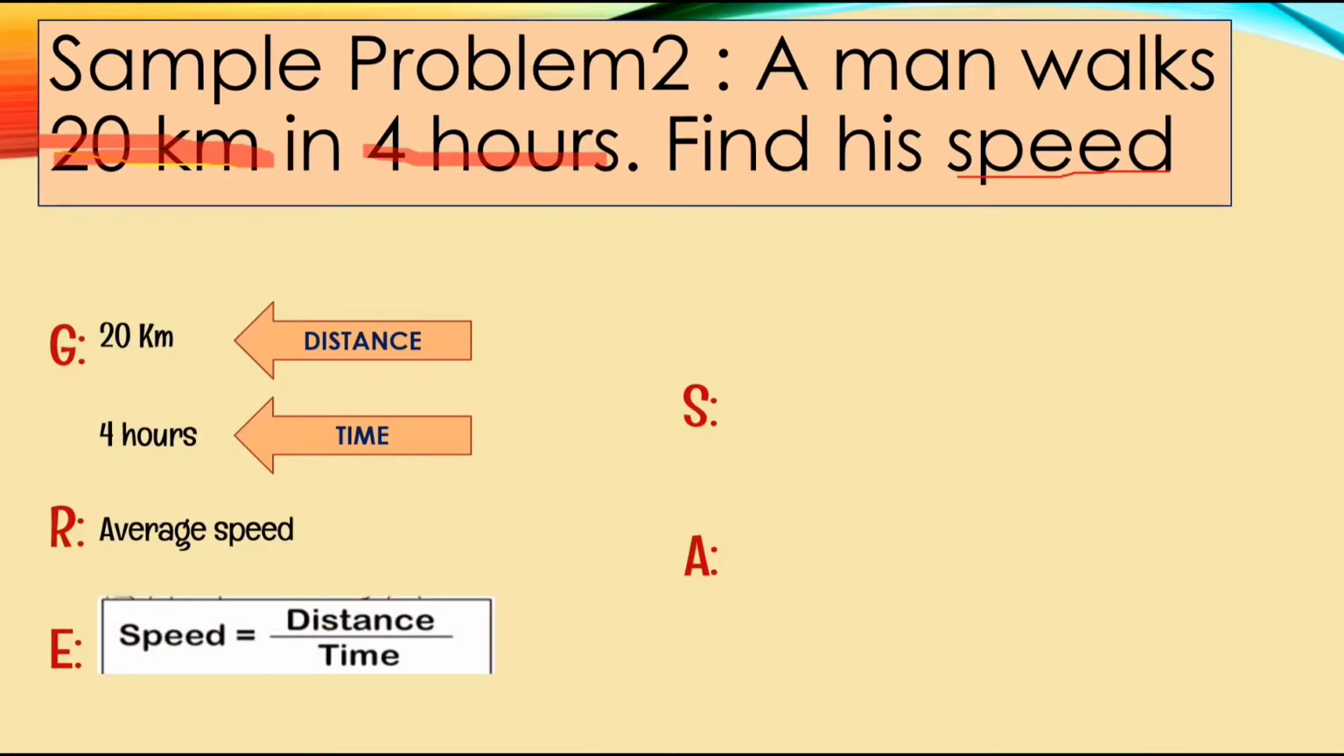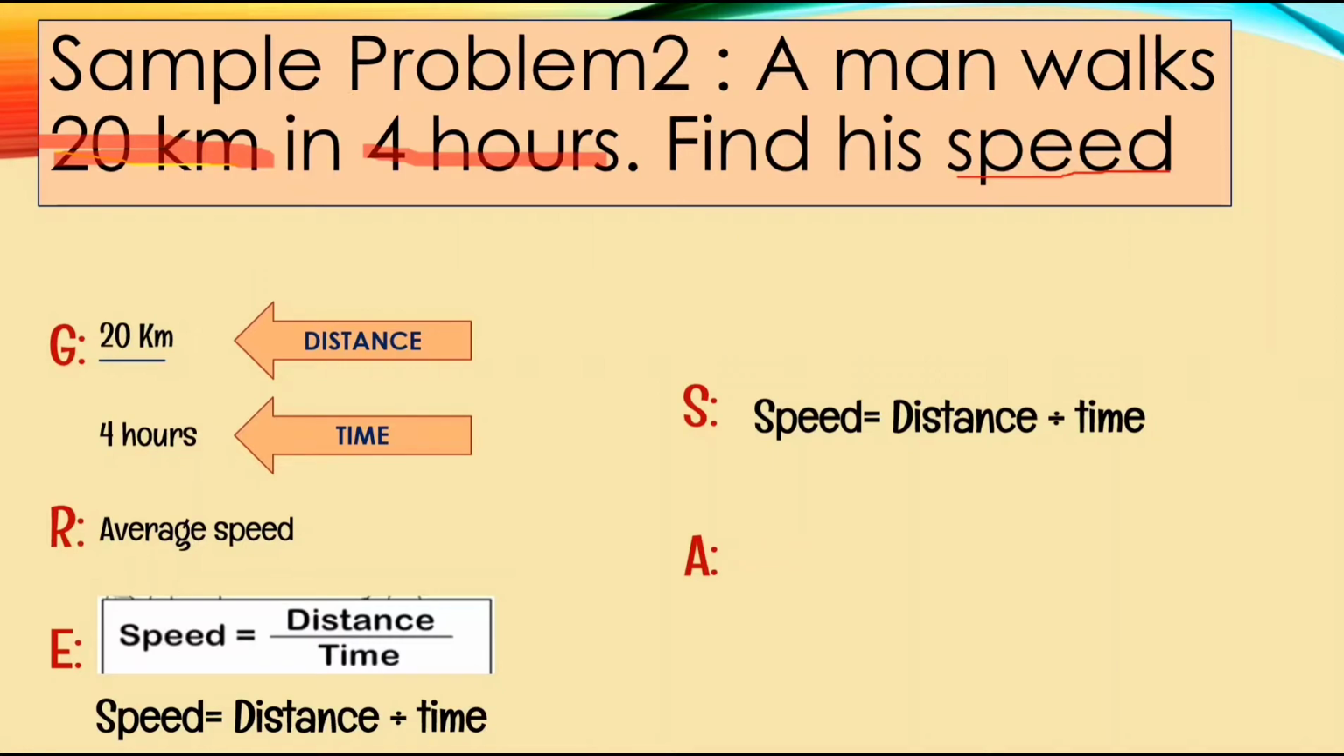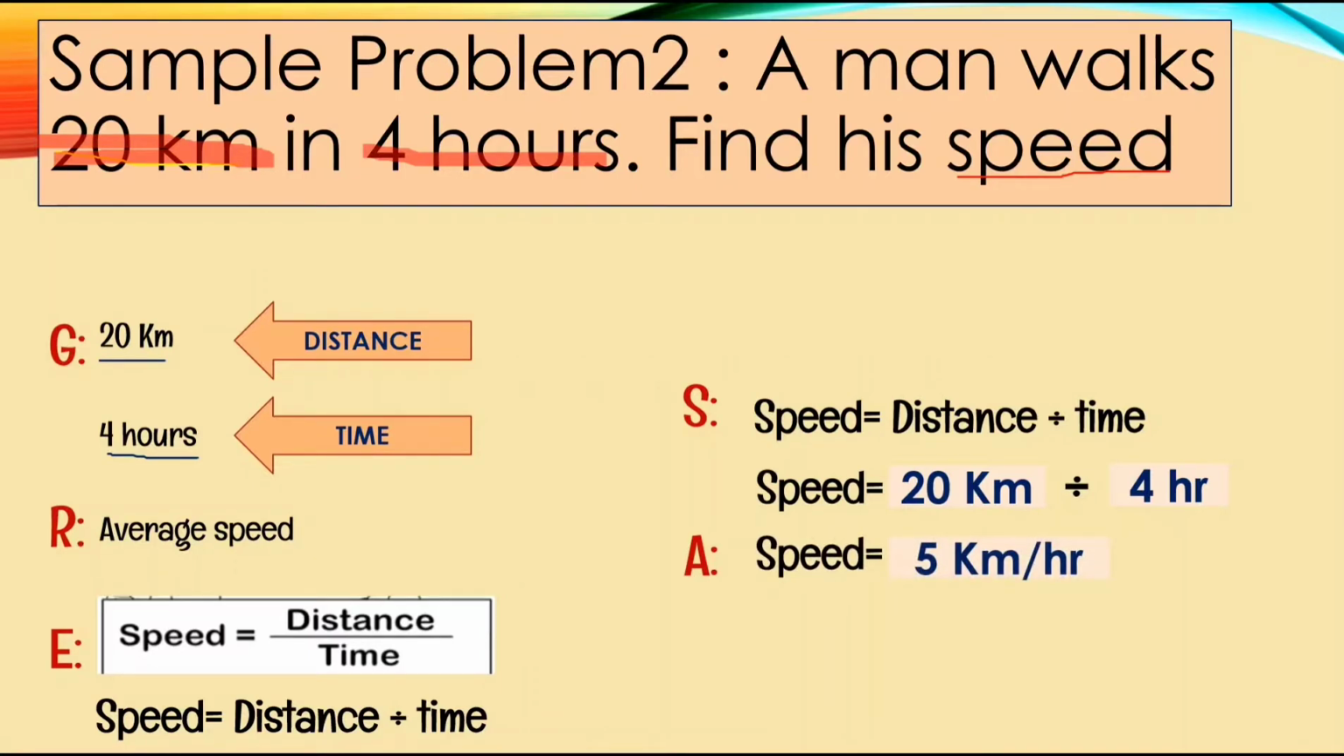The equation will be speed equals distance divided by time, or distance over time. For the solution, speed equals ang distance sa given ay 20 kilometers divided by 4 hours, which is the time given. So, 20 kilometers divided by 4 hours equals 5 kilometers per hour. Ang final answer is 5 kilometers per hour.